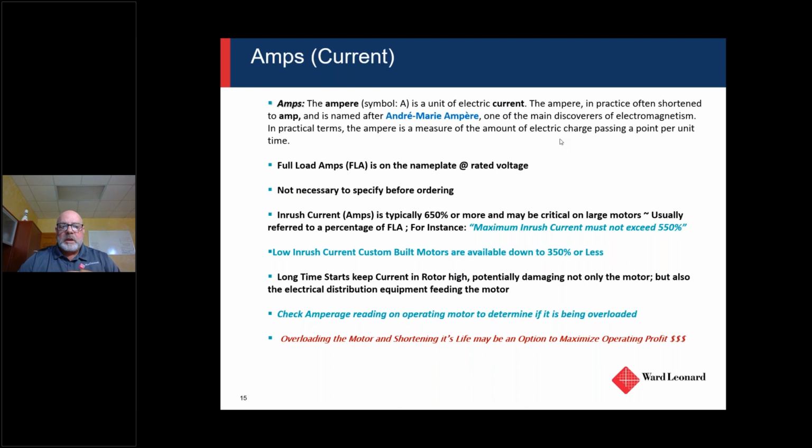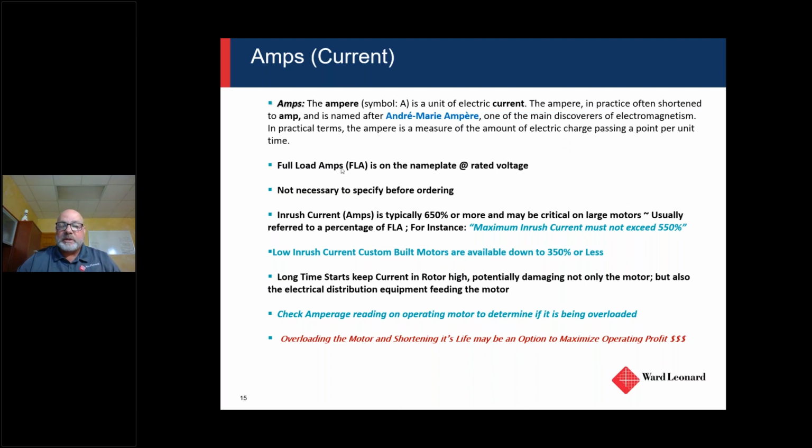And he figured out that there was a measurement of the amount of electrical charge passing a point per unit in time, right? So amps and volts are all relational, so you got to get that one right as well when either sizing the motor or applying a control, or what you're doing with your switch gear. All that stuff is rated on voltage and current.